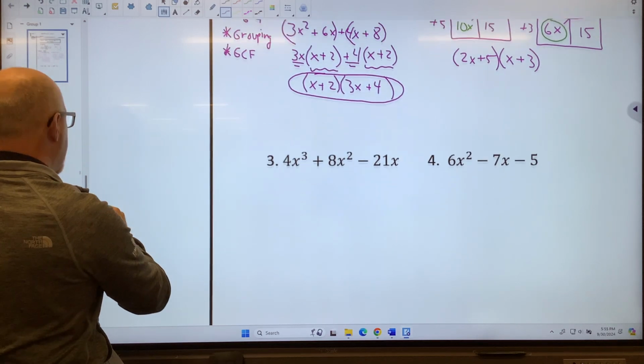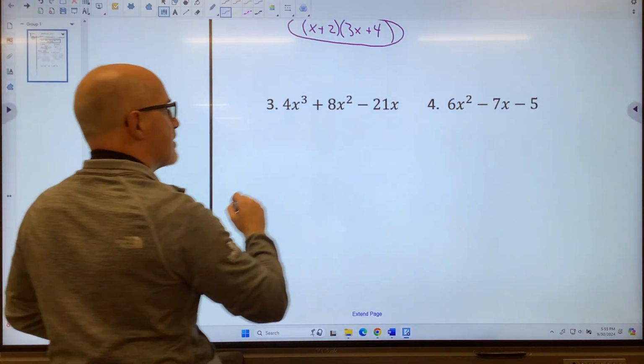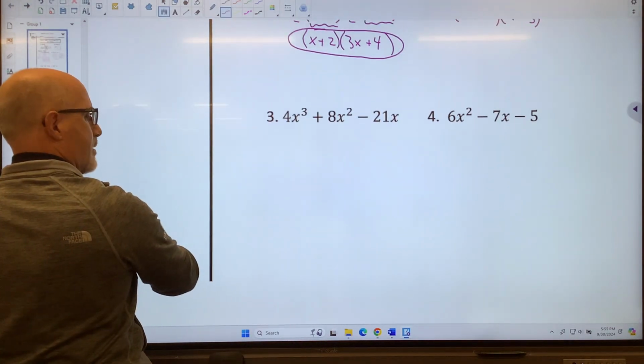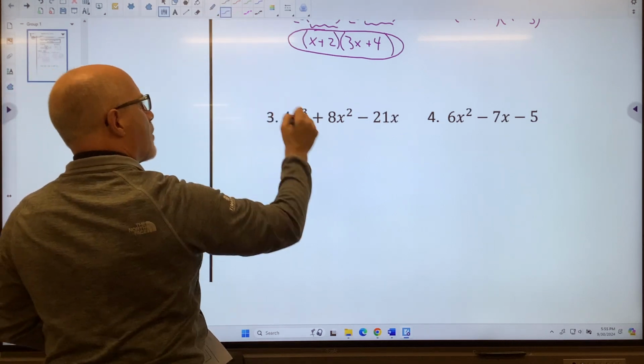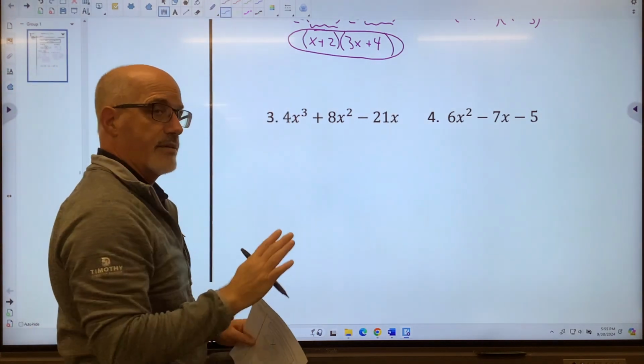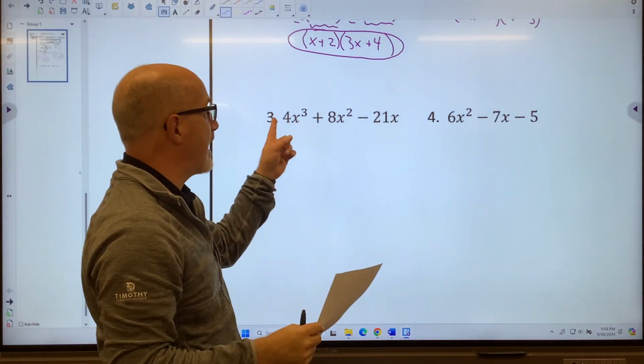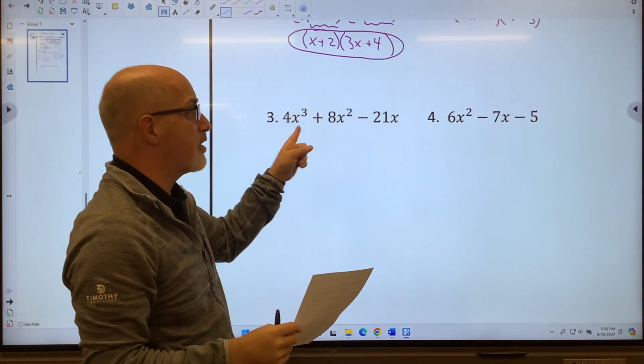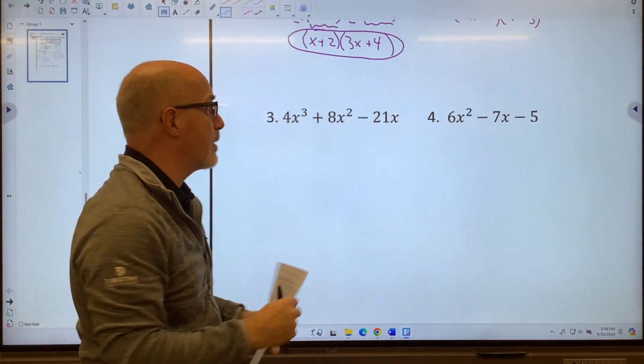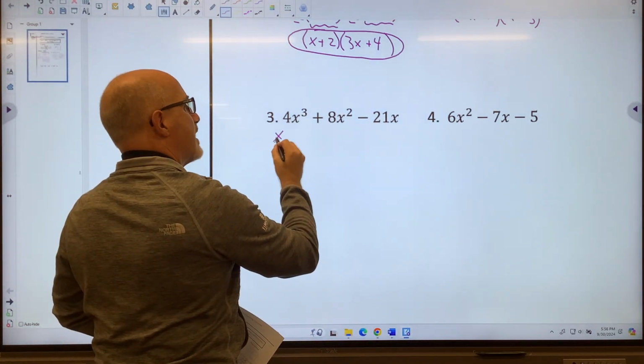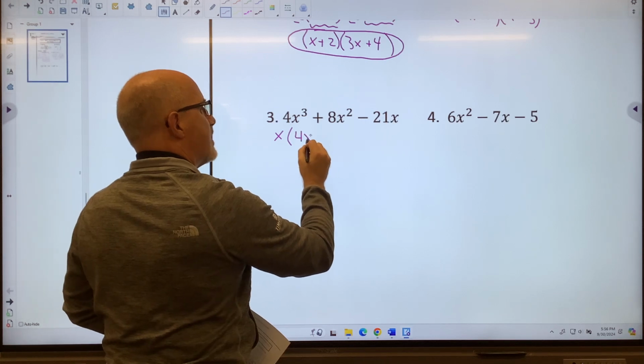Let's go ahead and try now doing it again with these down here. Okay, so let's start with this one. Now, looks like we have a greatest common factor. Not the numbers, but there's an x in each of these that we can factor out. So we should take out an x first, GCF first.